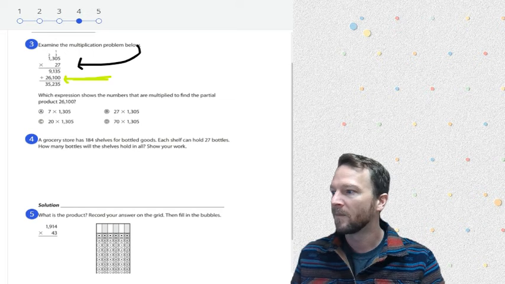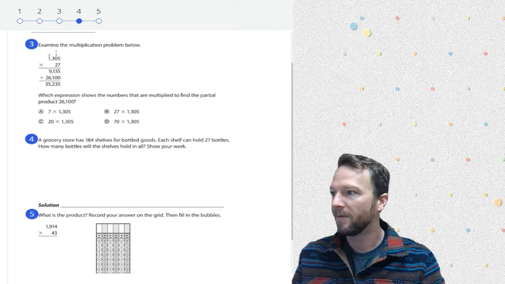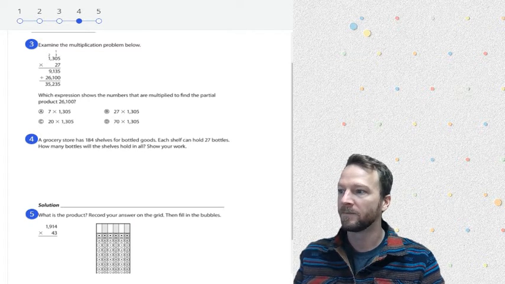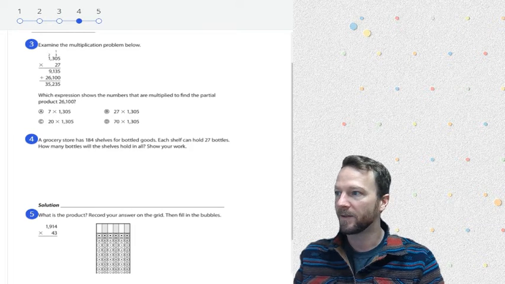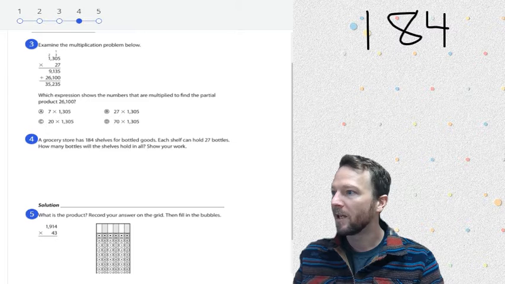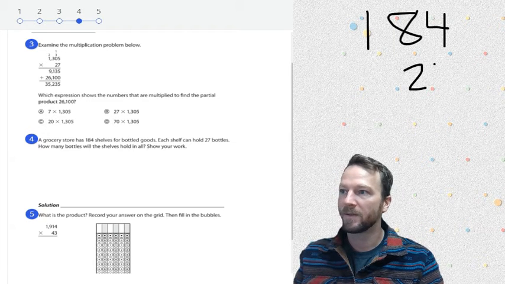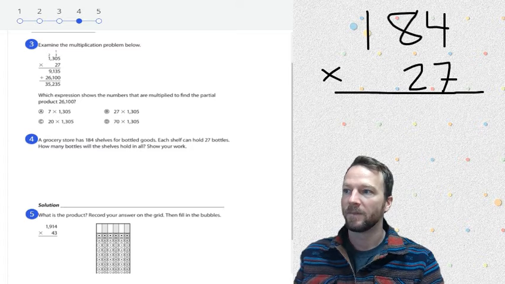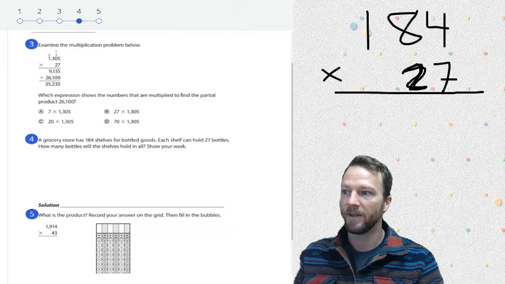Number 4, a grocery store has 184 shelves for bottled goods. Each shelf can hold 27 bottles. How many bottles will the shelves hold in all? Show your work. So we don't need any units in our answer, right? Just type the answer. So it's 184 shelves. Each shelf holds 27, so it's 27, 184 times. So you could either do the standard algorithm like this. Don't forget to add a 0 because that 2 is a 10 when you multiply by the 10.